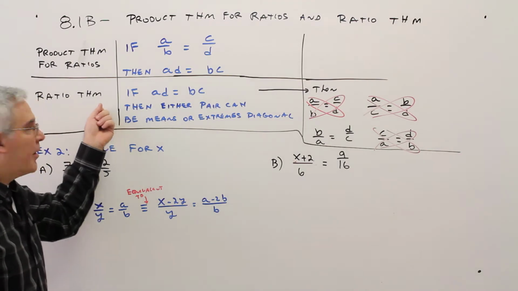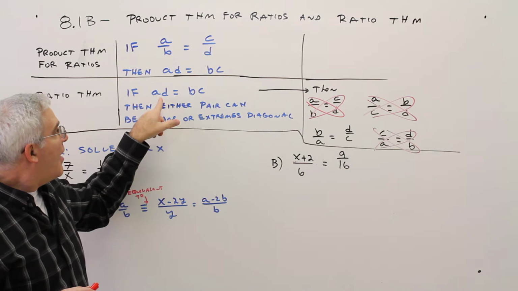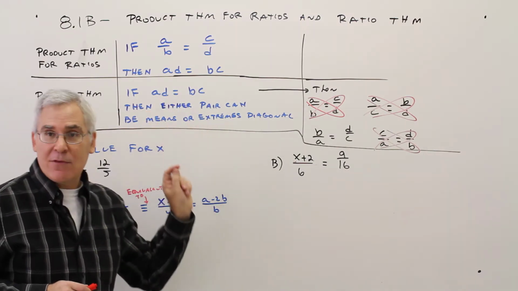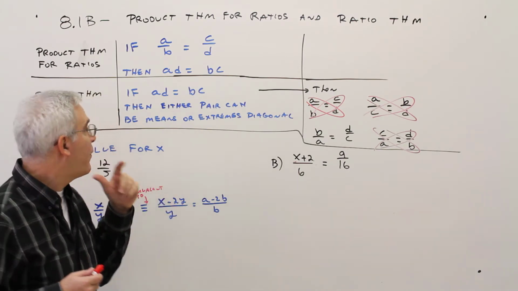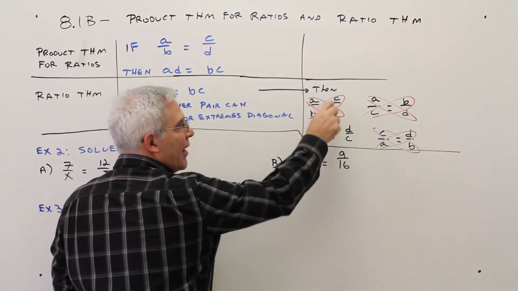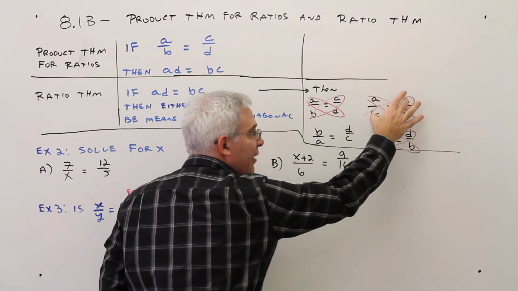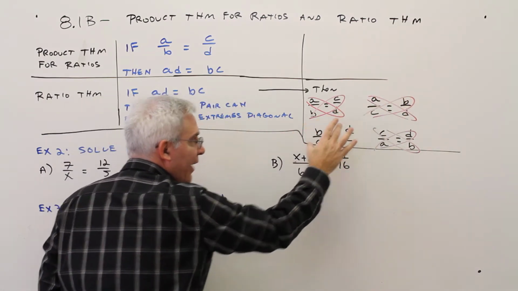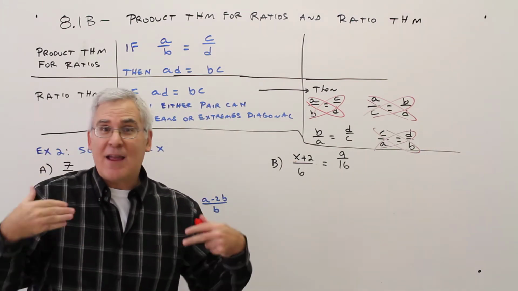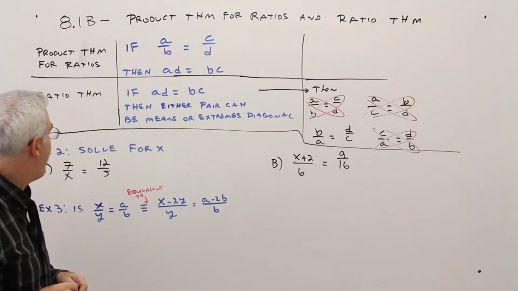This is the new one, probably. The ratios theorem. It's kind of like the converse: if AD equals BC, then either pair can be the means or extremes diagonal. For example, if AD equals BC, notice I could say A over B equals C over D. This diagonal still equals that diagonal. As long as you get the same diagonal buddies, you could write it however you want.